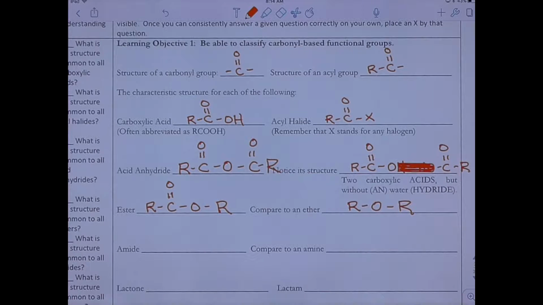And you remember from last semester, amine? It's where you have a nitrogen attached. And the nitrogen could have any number of carbons attached to it. Could be a primary, secondary, or tertiary amine.